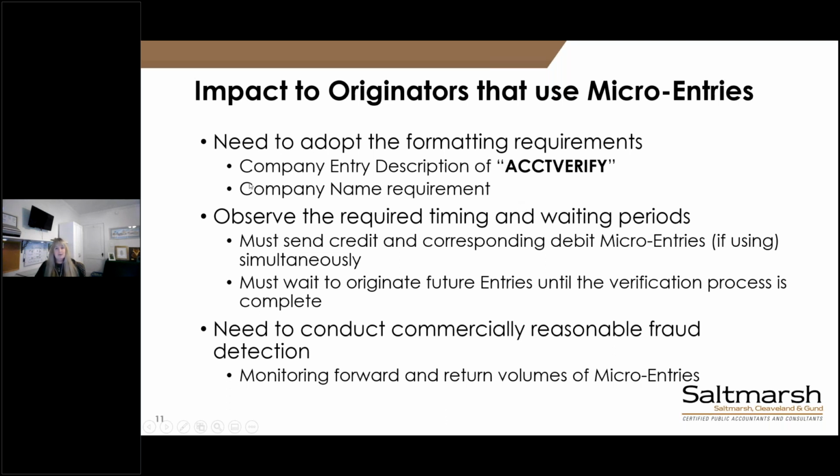Observe the required timeframes, timing and waiting period. So you must send the credit and corresponding debit micro entries, if you're using debit micro entries, at the same time, and they have to have the same settlement date. And they must wait for the future entries until the verification process has been completed. So they can't send the micro entries and the future transactions in the same file. They have to wait until that verification process has been done. And then they also need to conduct the commercially reasonable fraud detection, which is just monitoring the forward and return volumes of the micro entries for potential red flags. And if they get any red flags identified, then they need to do the next step and verify what's going on. Why is that activity different?